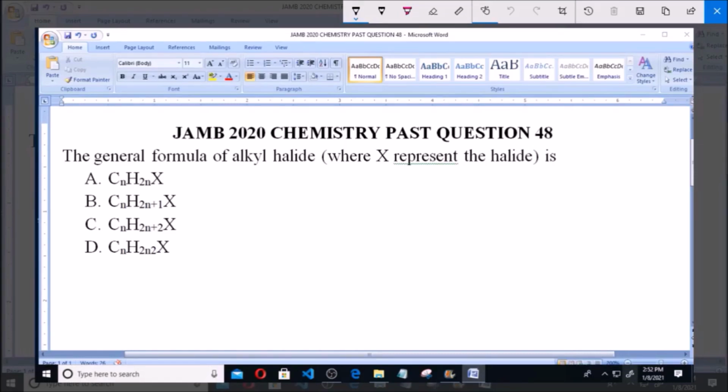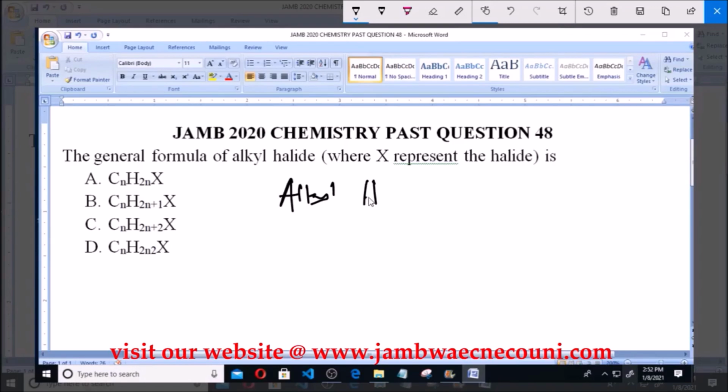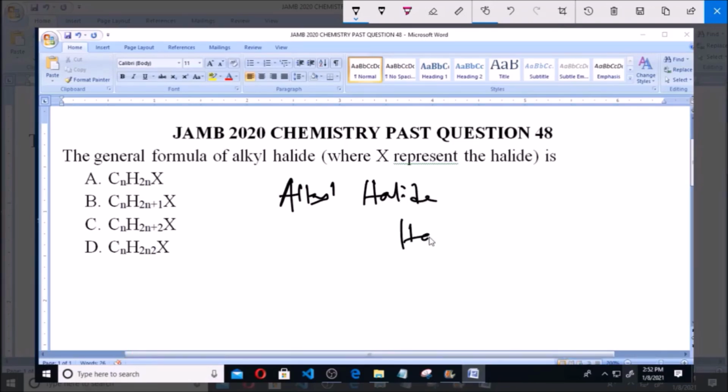The general formula of alkyl halide, where X represents the halide, is A. CnH2nX, B. CnH2n+1X, C. CnH2n+2X, and D. CnH2n-2X. Now, when you hear the word alkyl halide, it simply means that we have a halogen attached to an alkyl group.